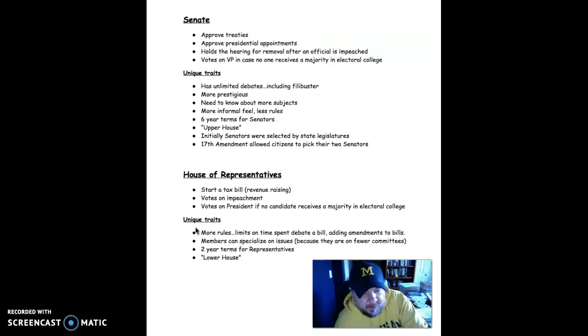When we talked about how a bill becomes a law, we mentioned you introduce a bill in either the House or the Senate. It really doesn't matter where you start. There is one exception: tax bills. You have to start those in the House. That's pretty explicitly stated in the Constitution. Got to start those in the House.